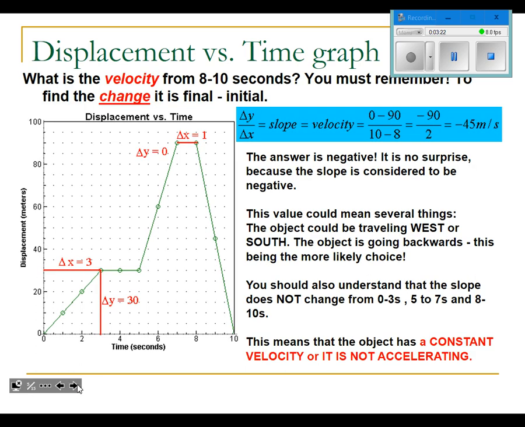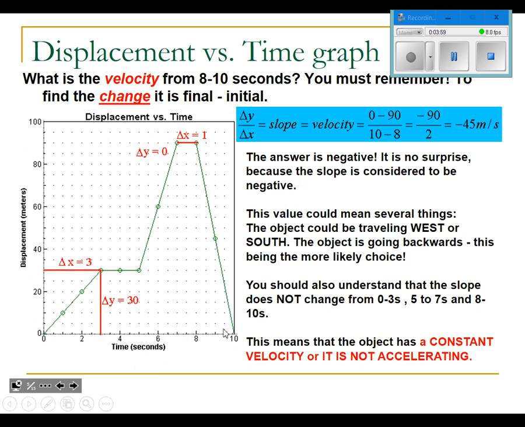So now, what's the velocity from 8 to 10 seconds? Well, you have to remember, we have to find the change from the final minus the initial. So final, we are 0 minus 90 for our rise, and then we're 10 minus 8 for our run. So it's the change in y over the change in x. So we actually have a negative 45 meters per second. So the answer is negative. Well, that's not any surprise since this slope is negative.